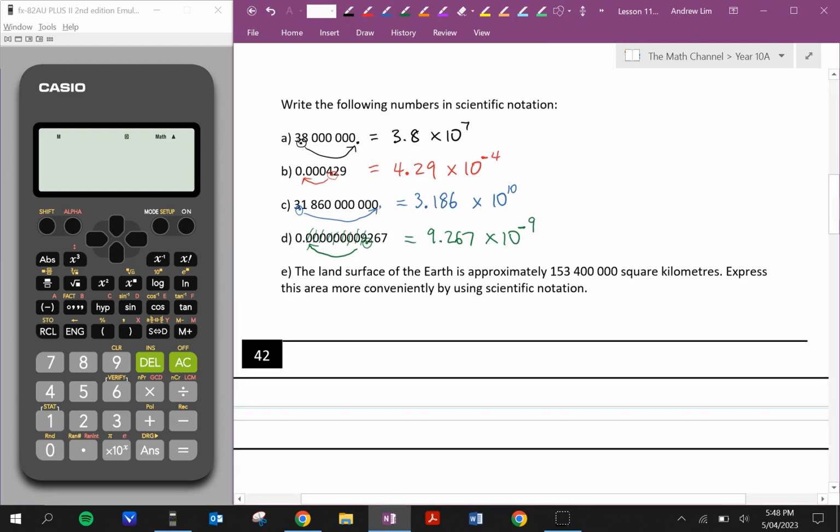Alright, and question E. The land surface of the Earth is approximately 153,400,000 square kilometers. Express this area more conveniently by using scientific notation. So I'm going to put the decimal here. It's meant to be over here. It's a whole number. Moving it to the right, so it's going to be a positive power. So we've got 1.534 times 10 to the power of 2, 3, 4, 5, 6, 7, 8. I'm just going to put in my units, square kilometers.